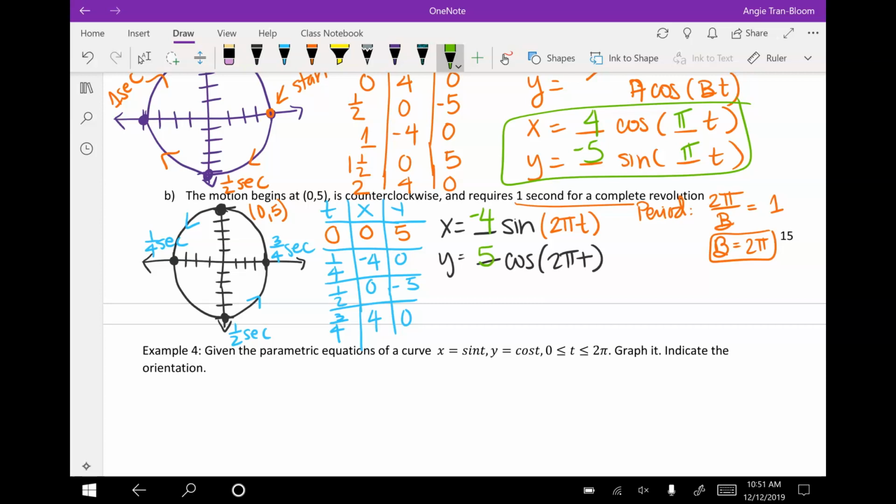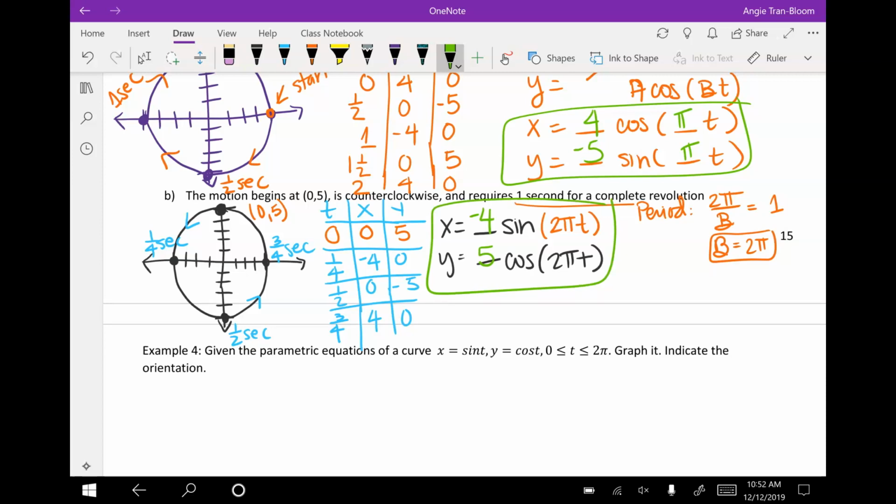When time is 0, we would like our y value to be what? 5. All right. 0 times 2 pi is 0. Cosine of 0 is 1. 1 times 5. Check. But don't just trust the first one. Let's see if this one works, because this one has to be a negative 5. Half a second. 2 pi times half is pi. Cosine of pi is negative 1, times 5. Is it working? Beautiful. And that's it.